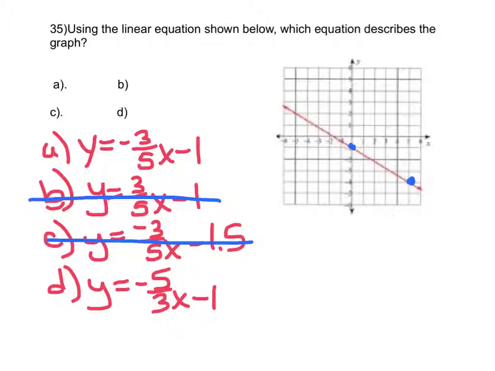So if I take a look at that, I'm going to go 1, 2, 3 down, and 1, 2, 3, 4, 5 to the right. So down 3 and to the right 5. So that would give me option A because of my slope.